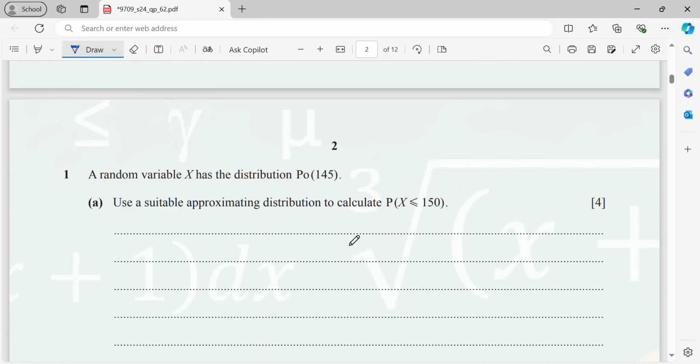For question number 1, a random variable X has the Poisson distribution with lambda 145. Part A: use a suitable approximating distribution to calculate this probability. When you look at the lambda value, which is 145, X is Poisson distributed with 145. That means lambda equals 145, which is greater than 15. Whenever it's greater than 15, we have to use normal approximation.